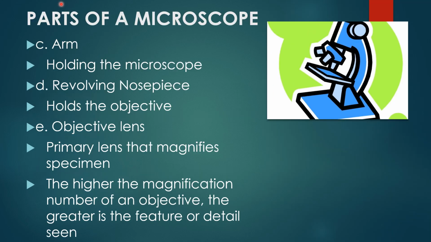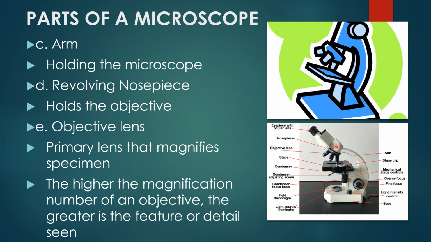Okay, your arm. With this, of course, it will connect the parts of your microscope. Your arm is utilized to hold the microscope. It also houses your revolving nose piece. Your revolving nose piece here are rotating parts that easily change the magnification of the objective. And yes, it holds the objectives. Okay, and so this part is your revolving nose piece.